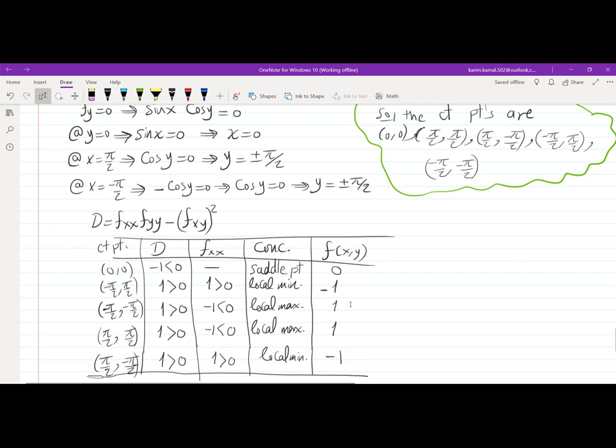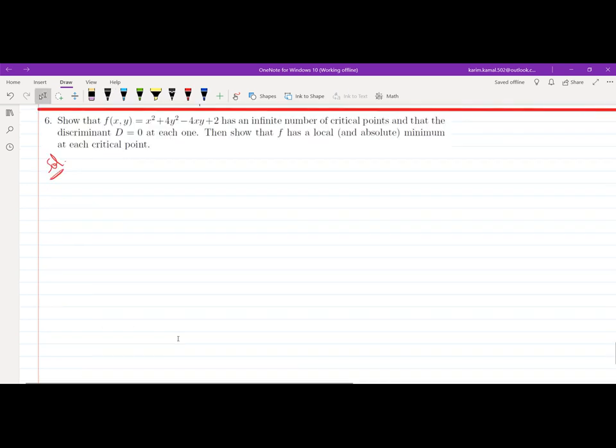Now we move on to problem number 6. It states: show that f of x and y, which is equal to x squared plus 4y squared minus 4xy plus 2, has an infinite number of critical points, and that the discriminant d is equal to 0 at each one of them. Then show that f has a local and absolute minimum at each critical point.